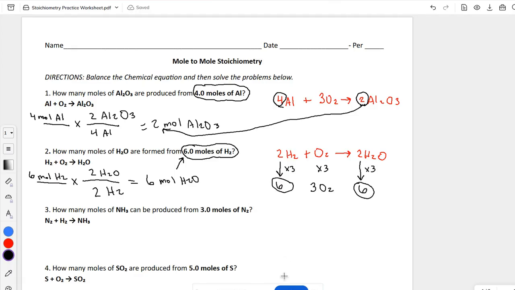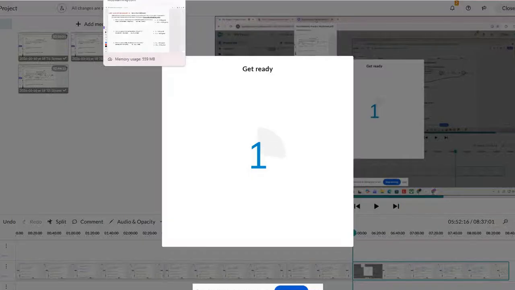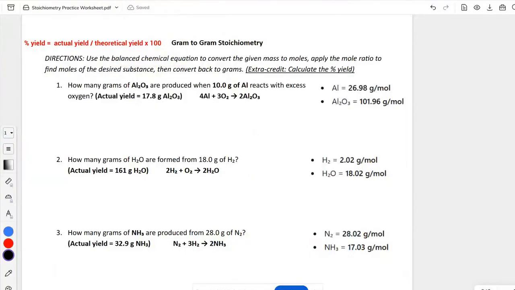All right, I'm moving on to some more difficult problems. All right, so now on to the gram to gram. So the last ones we were doing were mole to mole. And let's see, there we go, it's moving. So now it's gram to gram, the mass of one substance to the mass of another. All right, so it's going to be this, it's just got an extra step. All right, so the question is how many grams?